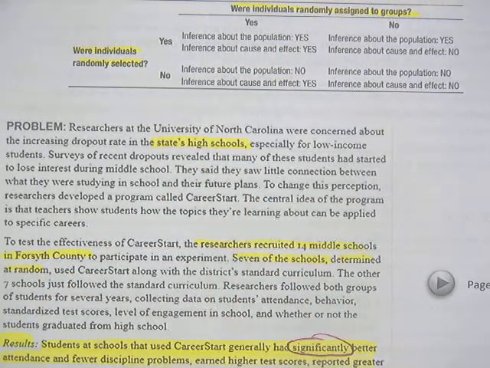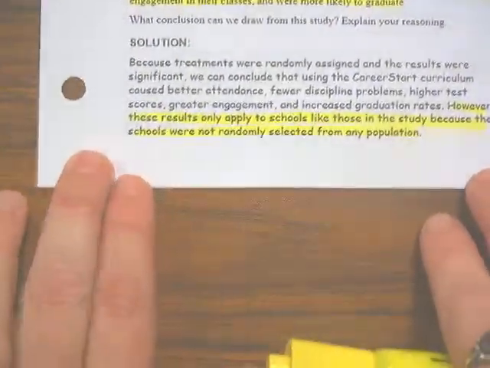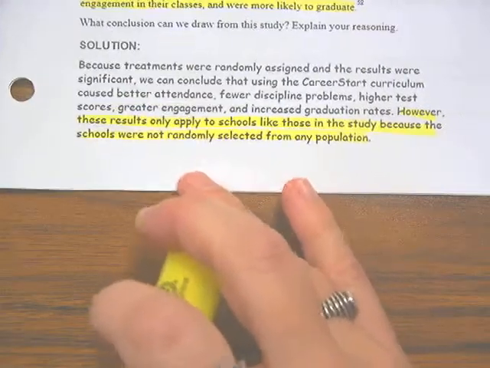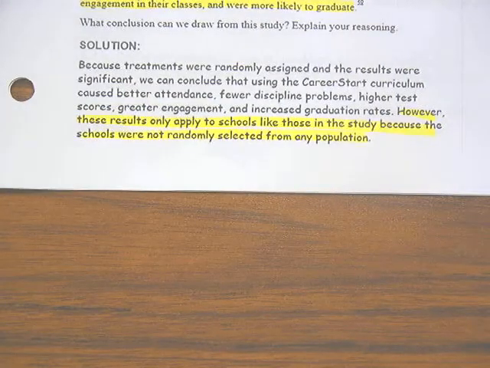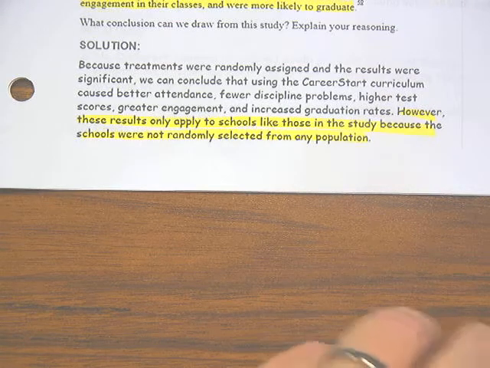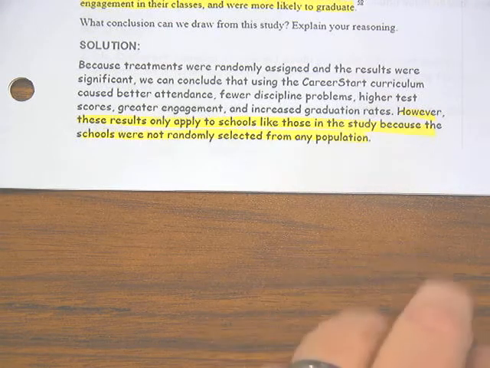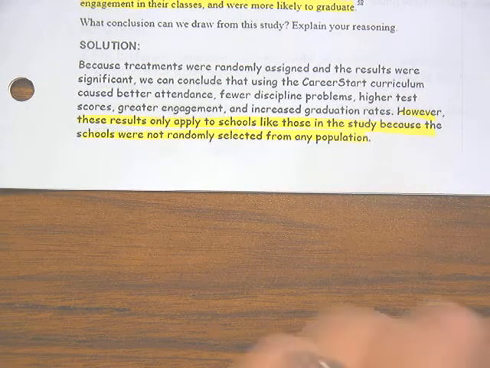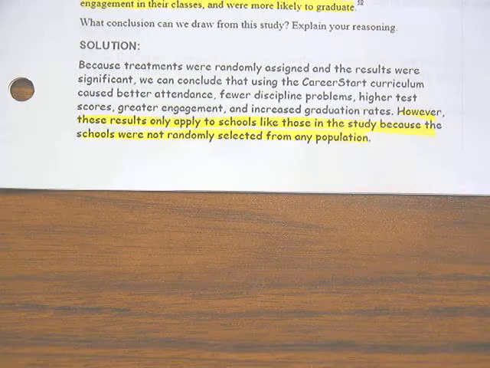Let's see how we would write that in context. And that's what the beginning of the paragraph says. Because treatments were randomly assigned and the results were significant, we can conclude that using the Career Start curriculum, this is the context part, caused better attendance, less discipline problems, higher test grades, greater engagement, and increased graduation rates.